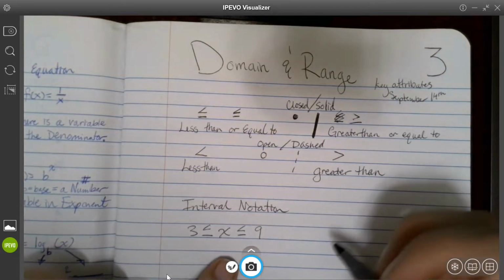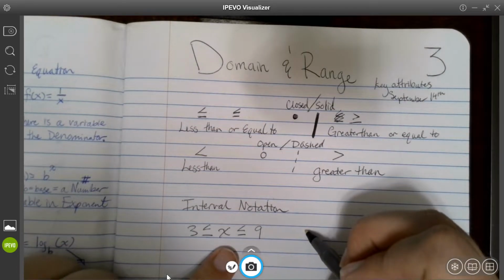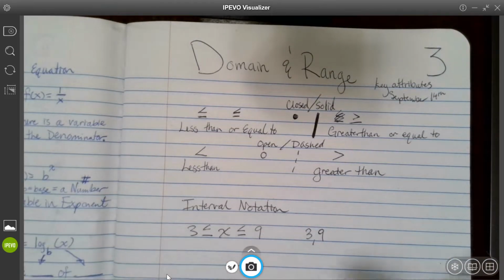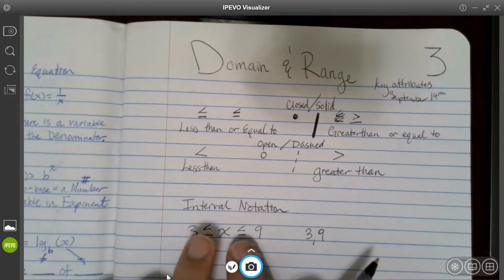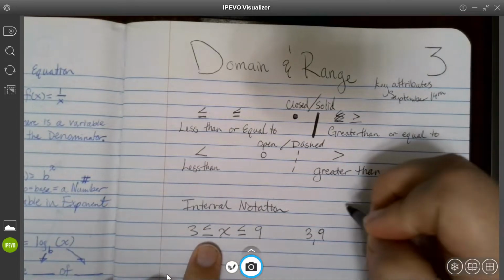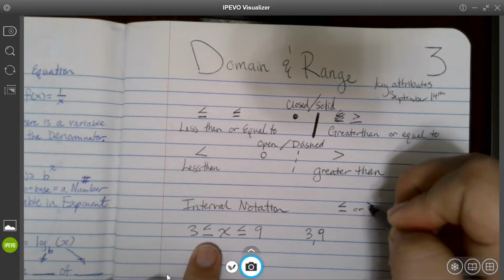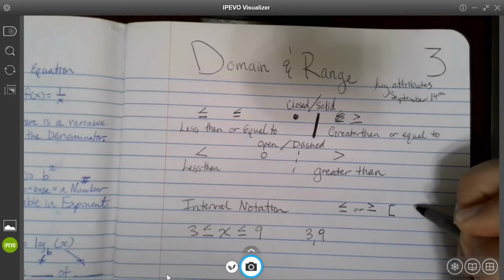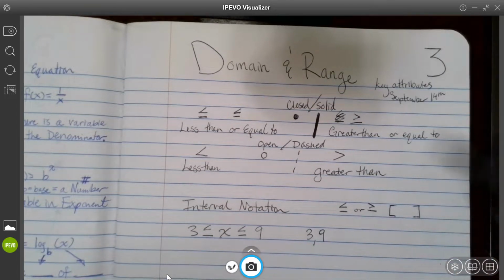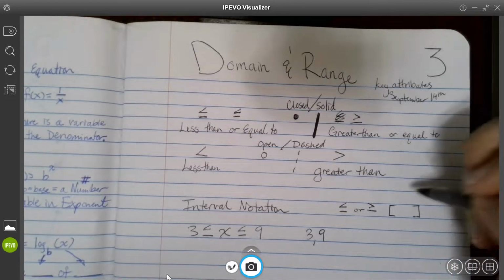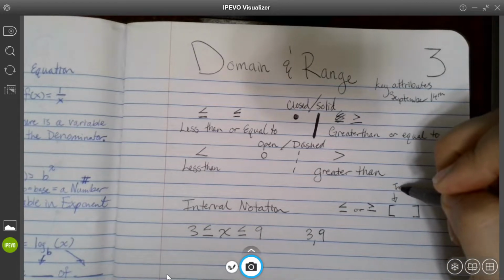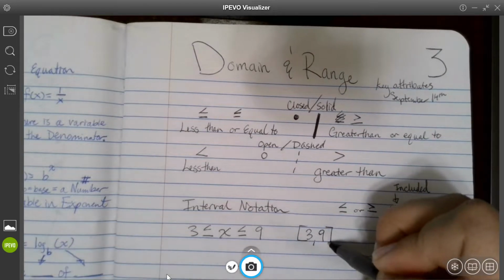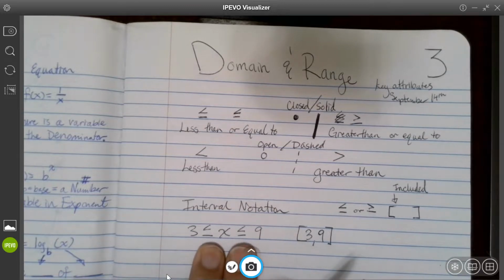The easiest way is to put your numbers just like you would on a point, but there's a trick. Anytime it has the underline, so this or this, less than or greater than, you use a closed bracket, which means included. Notice it's square, so this means included. So these are both included because they're both underlined.